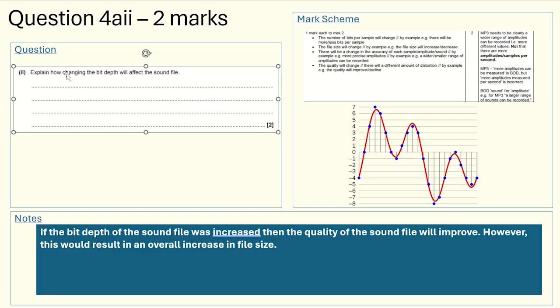So just bear in mind, this question doesn't say how increasing, or how decreasing the bit depth, which is why I've put that in my answer. If the bit depth was increased, then the quality will improve. If you wrote, if the bit depth was decreased, then the quality would get worse and the file size would get smaller. So just make sure you're writing it in the right context. So increase, quality up, file size up, decrease, quality down, file size down.